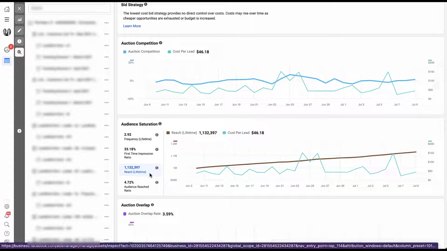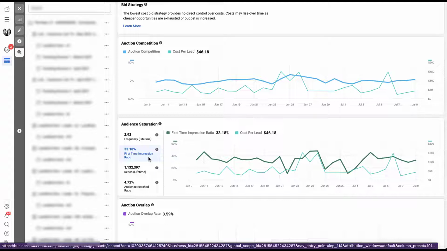The reach line is going to look relatively similar. It went from about 1 million to 1.1 million over time. That's pretty much always going to linearly increase because we're always reaching new users. And then we also have the first time impression ratio, which is going to bounce back and forth depending on how many times you've reached a new user.